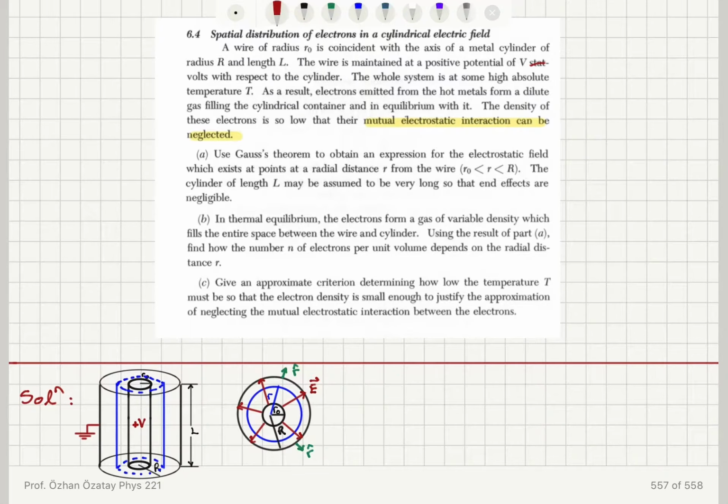Part A. Use Gauss theorem to obtain an expression for the electrostatic field which exists at points at a radial distance r from the wire, where r is between r0 and capital R. The cylinder of length L may be assumed to be very long so that end effects are negligible.